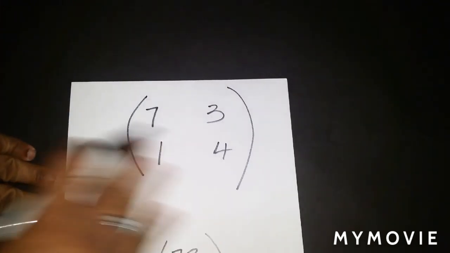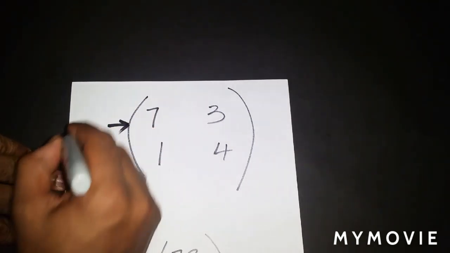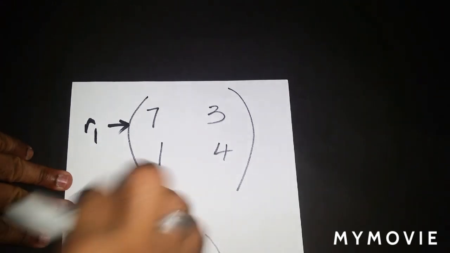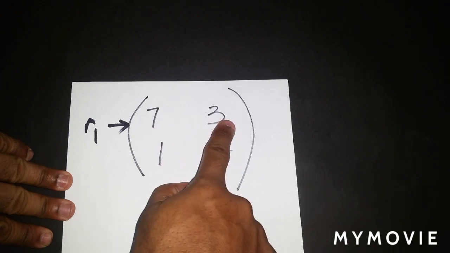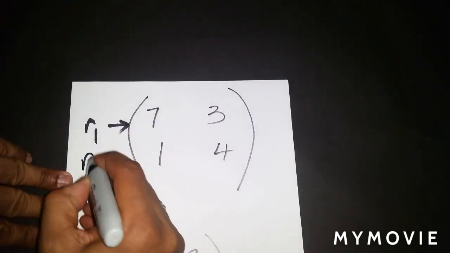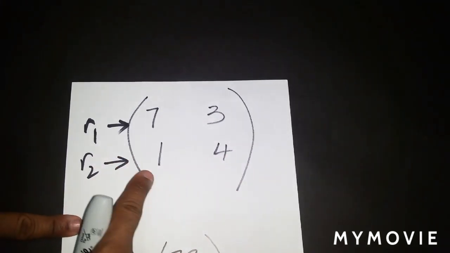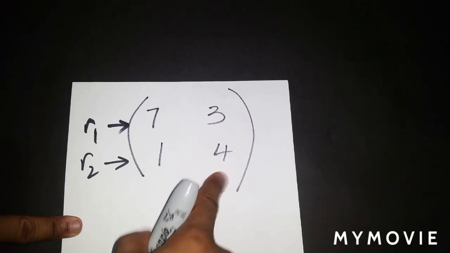What do I mean? Here we have a matrix, and this would be classified as row 1, which means the elements that are in row 1 are 7 and 3. So this is classified as row 1. This here would be classified as row 2. So the elements in row 2 would be 1 and 4.